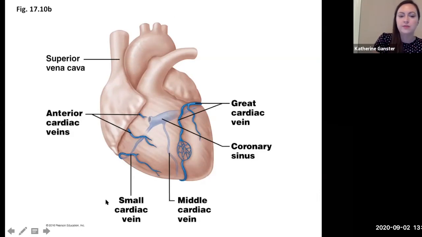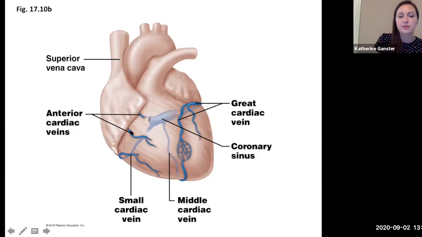Underneath, bringing blood from the legs and the abdominal cavity, you have the inferior vena cava. You're not seeing it here, but it's underneath. It's going to be dumping blood into the right atrium as well. And the third thing dumping blood into the right atrium is the coronary sinus. So 3 entry points for deoxygenated blood to come into the right atrium.